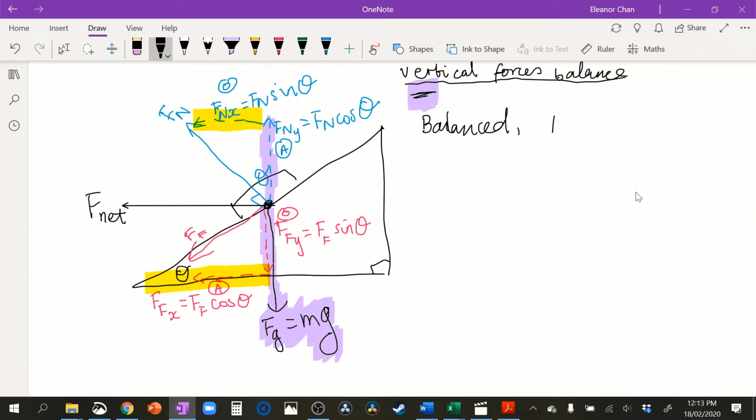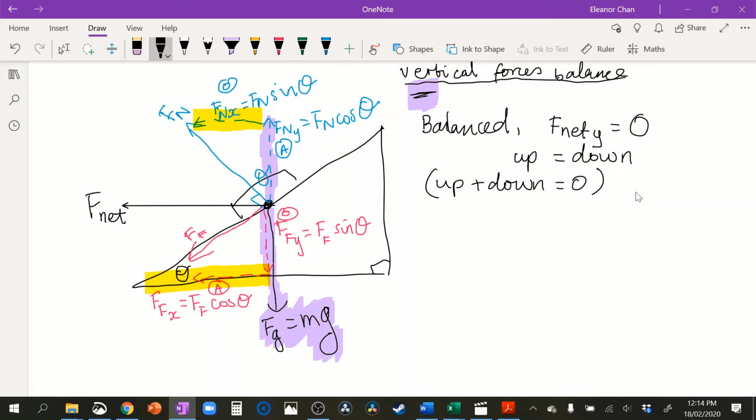So the F net in the y direction is equal to 0. If you think about it, the up forces are going to equal the down forces. Another way of thinking about it is up plus down equals 0. That's the other way of thinking about it. I'm just going to put that in brackets. If you're wondering what the 0 means, they're all the same way of saying the same thing.